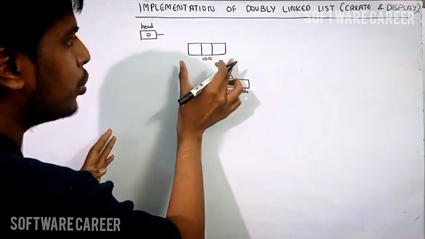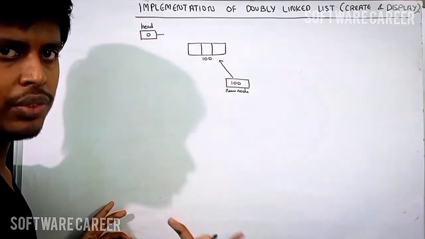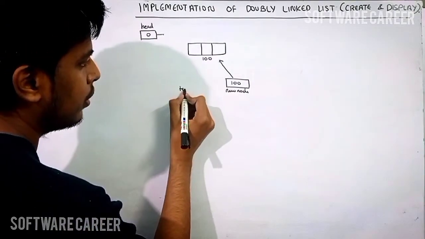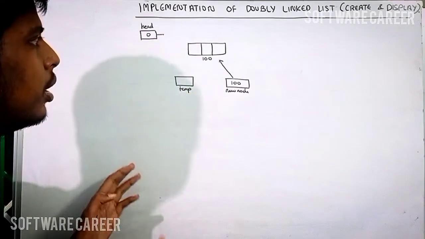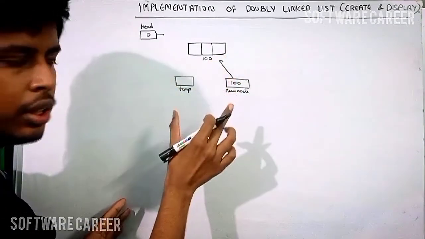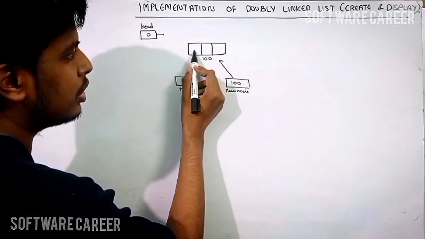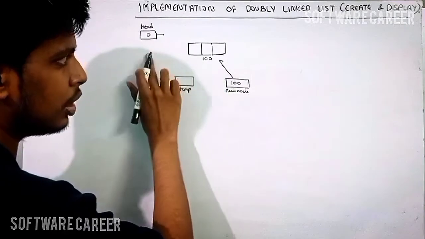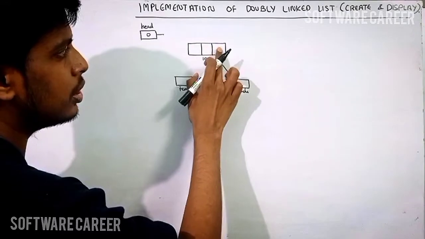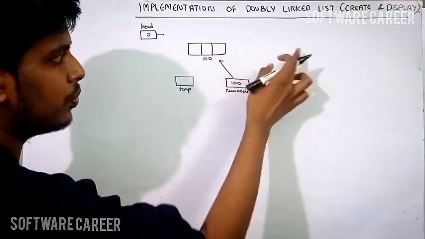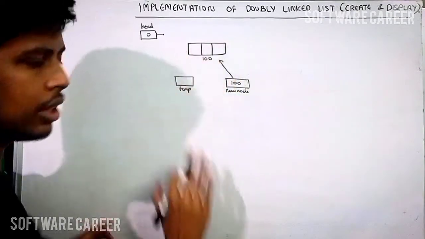Now you have created a new node. Now I'll create one more pointer called temp. I'll tell you afterwards why I am creating it. Now what is the structure of this node? It contains three parts. First is the previous pointer, which stores the address of the previous node. Then the middle is the data part, which stores the data value, and this is the next pointer, which stores the address of the next node. So I want to write the code for defining the structure of the node.